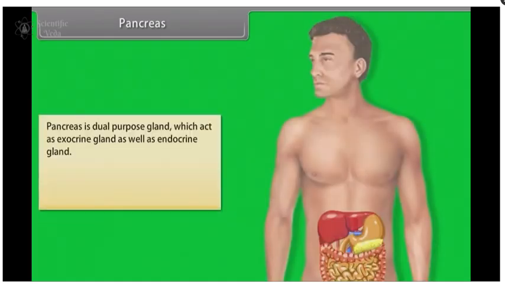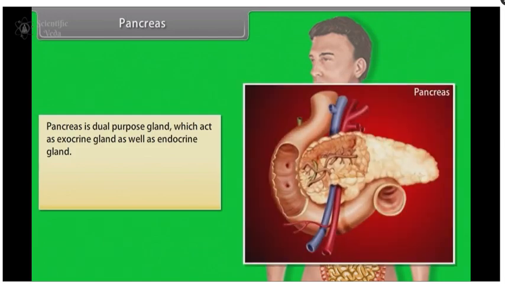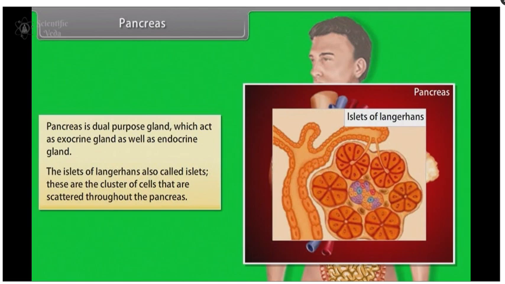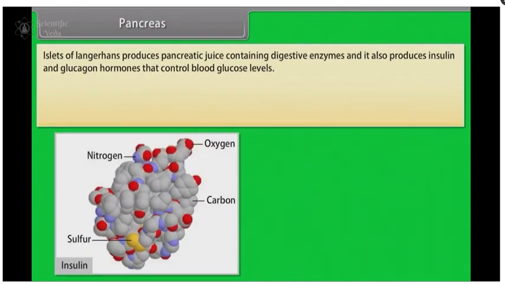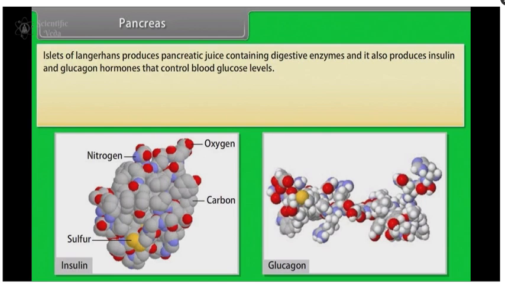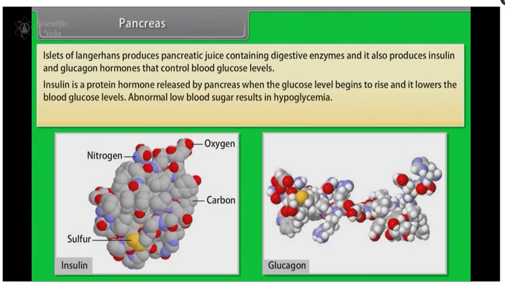Pancreas. The pancreas is a dual-purpose gland which acts as an exocrine gland as well as an endocrine gland. The islets of Langerhans, also called islets, are clusters of cells that are scattered throughout the pancreas. The pancreas produces pancreatic juice containing digestive enzymes, and it also produces insulin and glucagon hormones that control blood glucose level. Insulin is a protein hormone released by the pancreas when the glucose level begins to rise, and it lowers the blood glucose levels. Abnormal low blood sugar results in hypoglycemia.